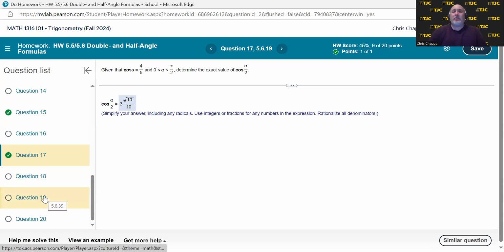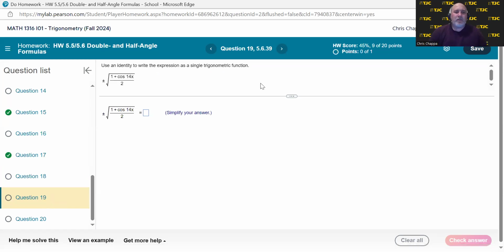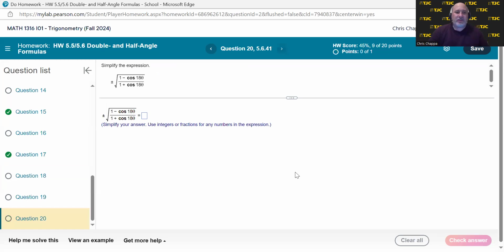All right, we're going to take a look at number 19 real quick, and that'll be the last video. Use an identity to write the expression as a single trig function. This is the type of problem where you're given the right side of the identity and you're asked to turn it into the left. There's that one, and there's this one. We'll take a look at this one. Simplify the expression plus or minus square root of 1 minus cosine of 18 theta over 1 plus cosine of 18 theta.